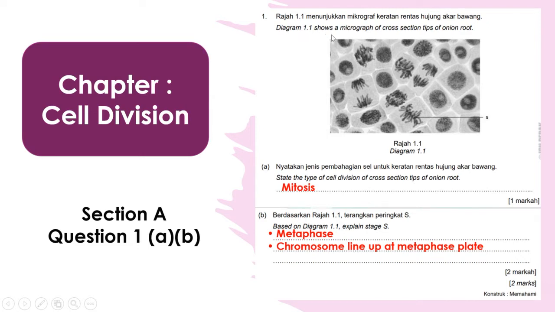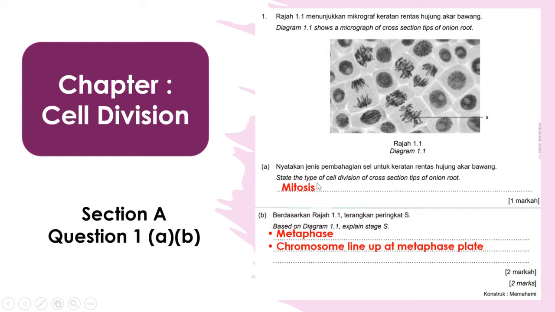Diagram 1.1 shows a micrograph of cross-section tips of onion root. This is referred to the micrograph of cross-section tips of onion root. So you have to identify the diagram given here. Next, we go to question 1A. State the type of cell division of cross-section tips of onion root.